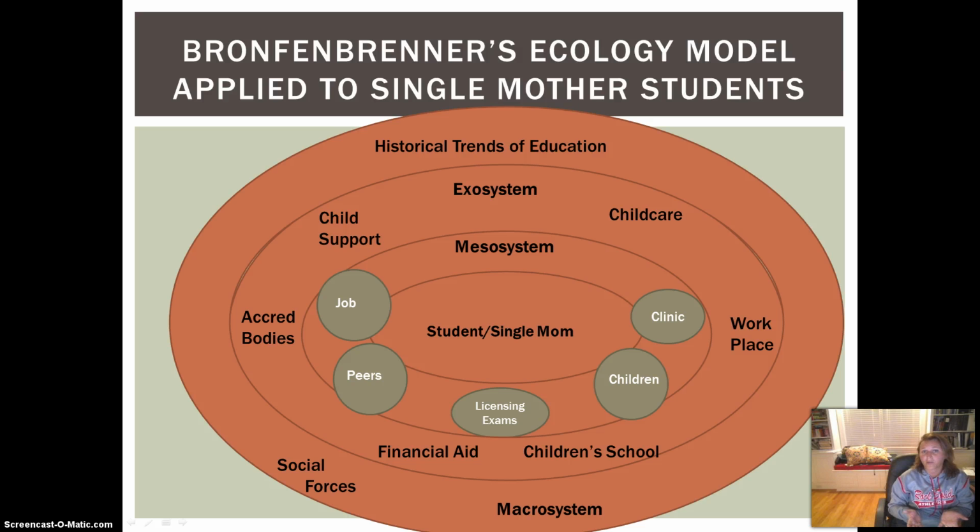All the health science programs are accredited by additional accrediting bodies outside of the institution's accreditation, so they could have an impact on student success. And then the last ring, the outer ring, is the macrosystem. These are those things that overall shape the group of students and their success. Things that they really don't have any control of, like historical trends of education, for example, and social forces. It's not really going to happen on a day-to-day basis, but as things change, it could affect their education and their success.